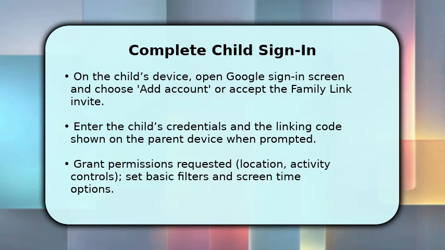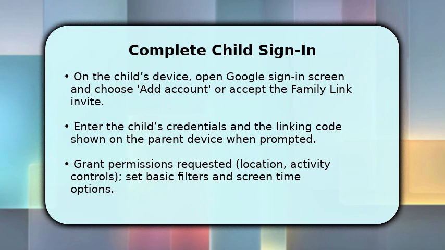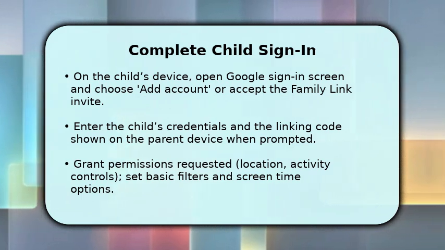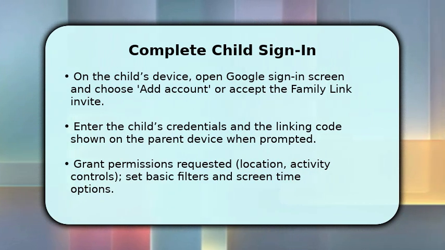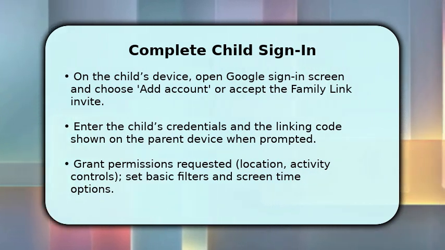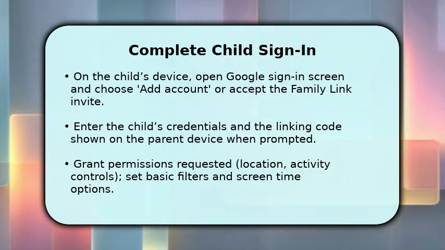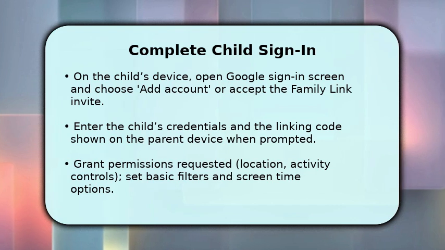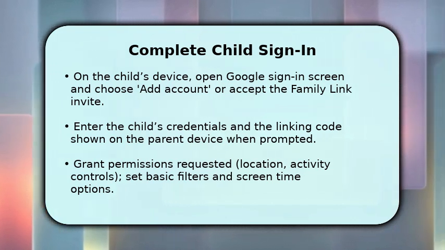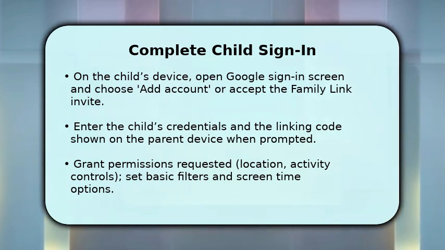Now move to the child's phone or tablet to finish the sign-in. On their device, accept the Family Link invitation or open Settings, Accounts, Add Account, and choose Google. Enter the child's email and password, then type the linking code from the parent app when asked. Make sure to grant the permissions Family Link requests so supervision works correctly. You'll configure filters, app approvals, and screen time during this step. These middle steps establish control and visibility.